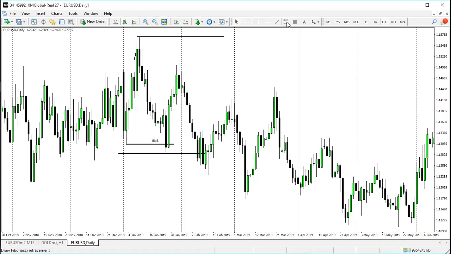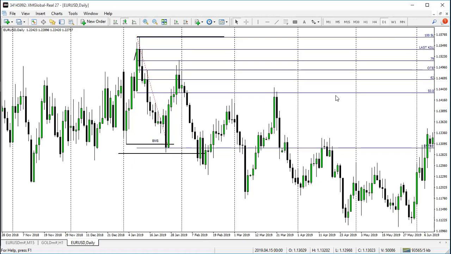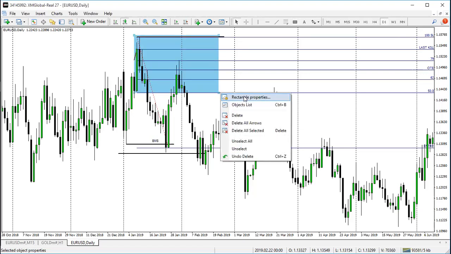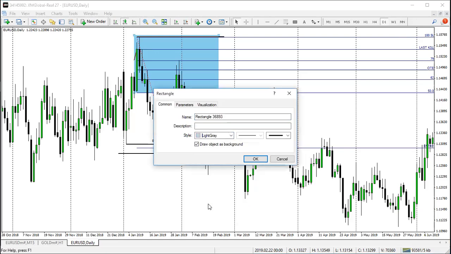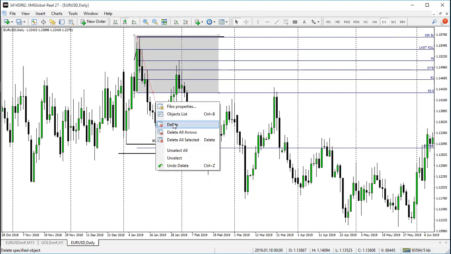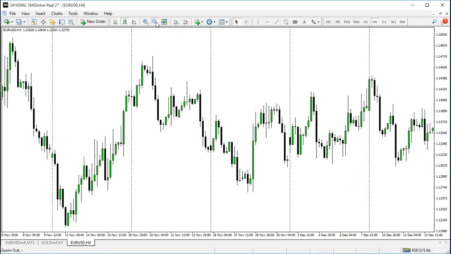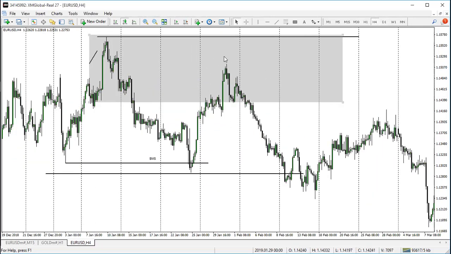Now take your Fibonacci. This is the Fibonacci here, you can see with the lines. Take this high and take this low. And this is the equilibrium, this one, 50%. Then you highlight. This is your premium. That is where you're going to expect a lower high, right here. Right, so let's go to the 4 hour one. Here is where you're going to expect your lower high.